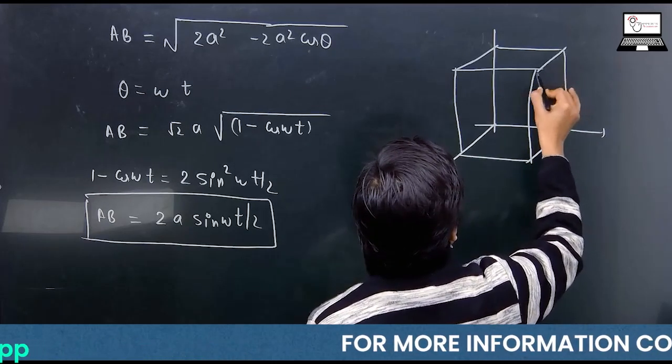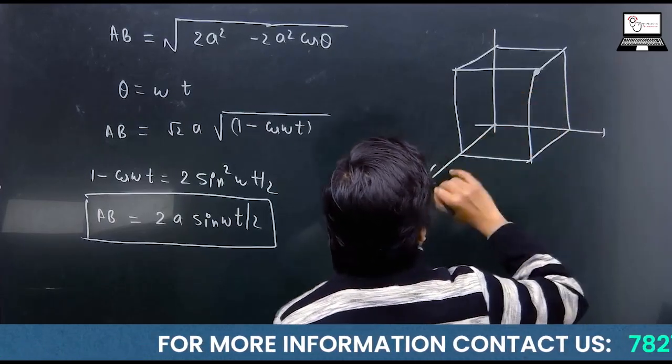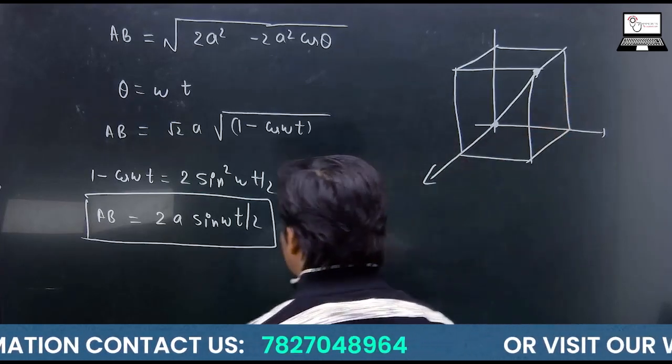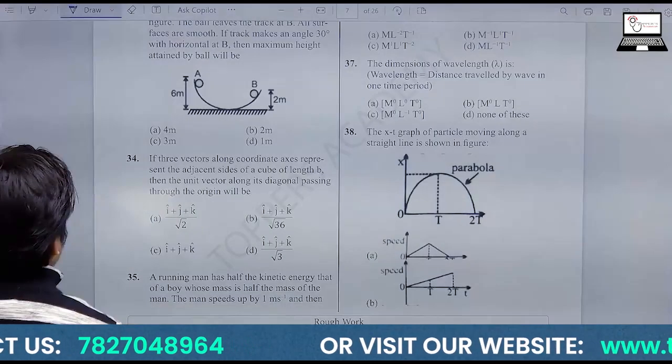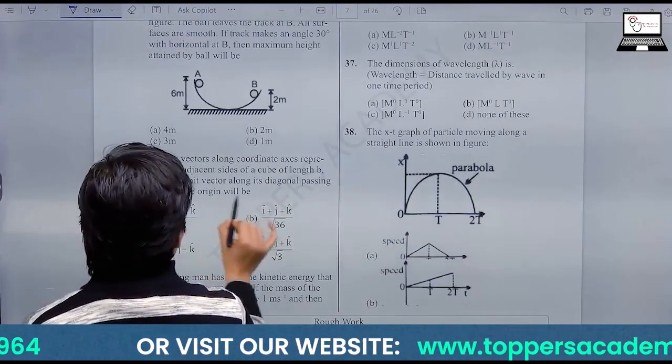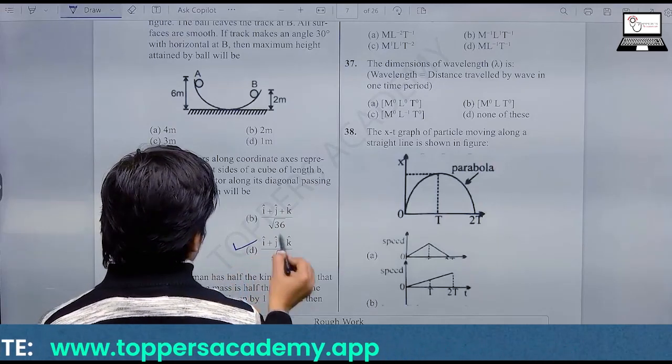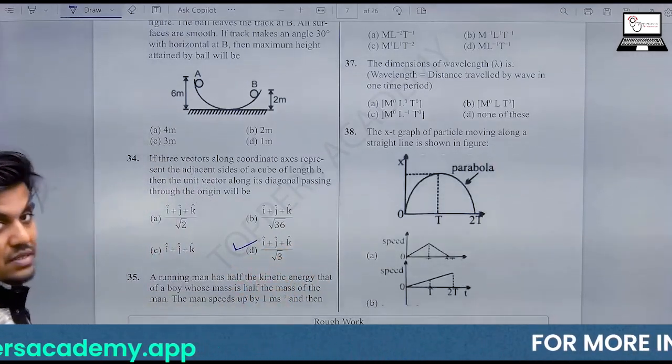Now if I take this point, that will be the diagonal. If you join these two points, that will make the diagonal passing through the origin. So the correct answer is this one. Out of these four, this is the diagonal, that will represent the diagonal.